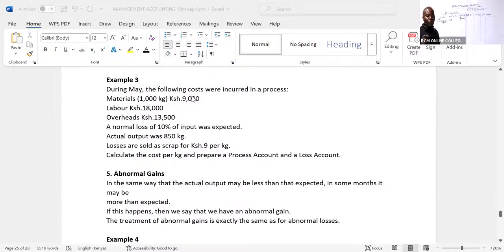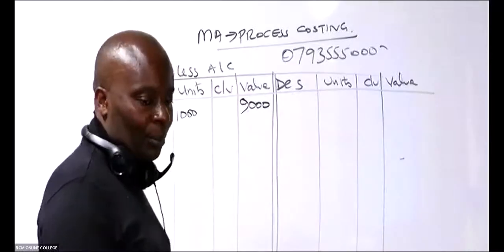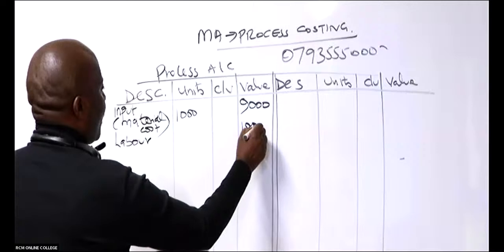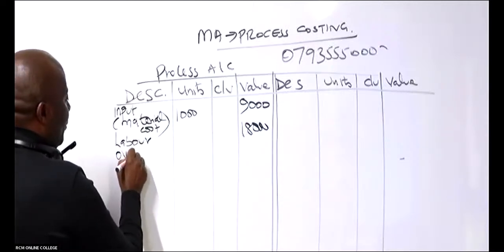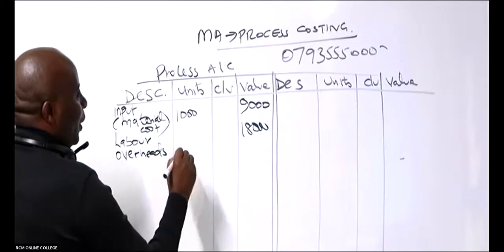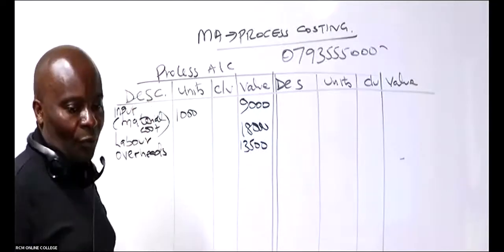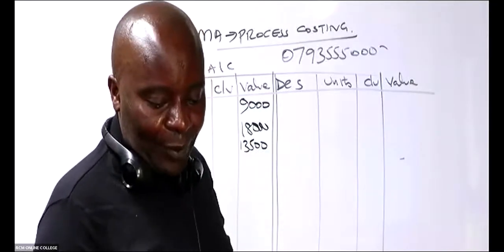So remember, once you've brought in the main material, now you need to bring what we call conversion. Conversion is made up of two items, labor and overheads. So you can see labor is 18,000, and then we have overheads, 13,500.